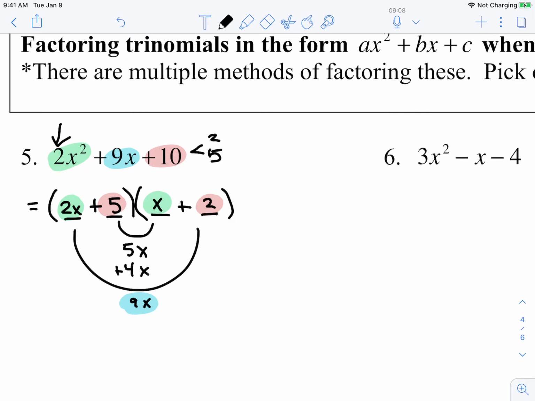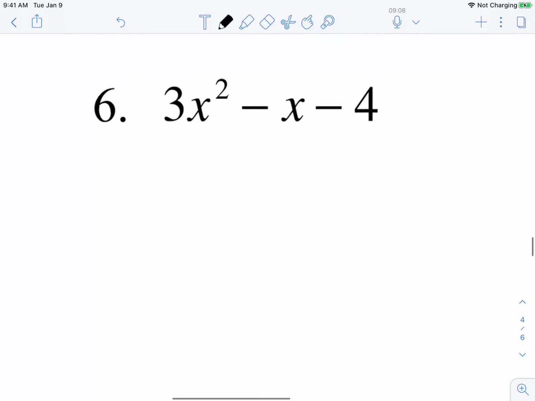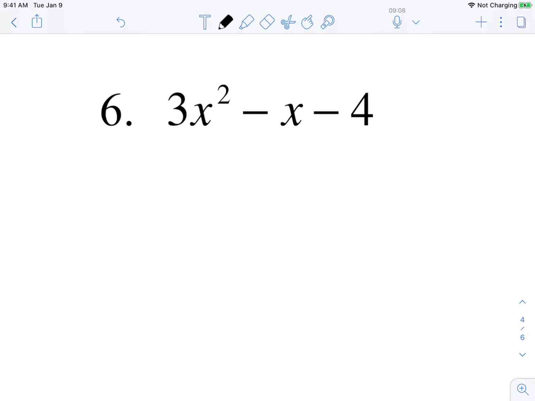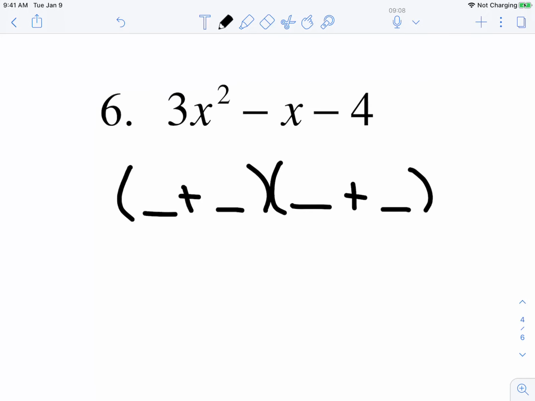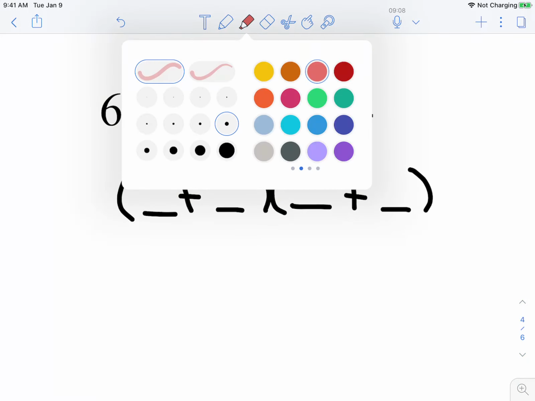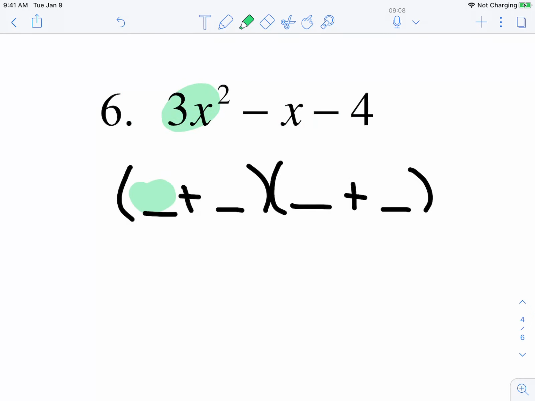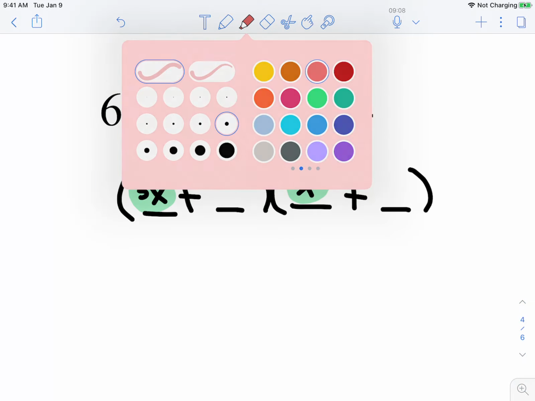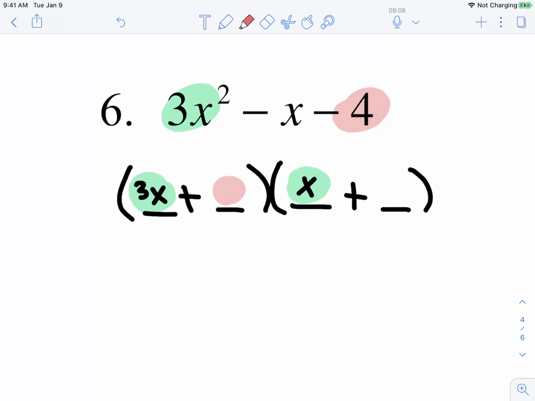So let's try another one. This is a guessing game, right? And the more you practice, the better you're going to get at it, where you won't have to guess so much, okay? So here we go. This first term still breaks up, so we get a 3x and an x. My last term still breaks up into the last spots, right?